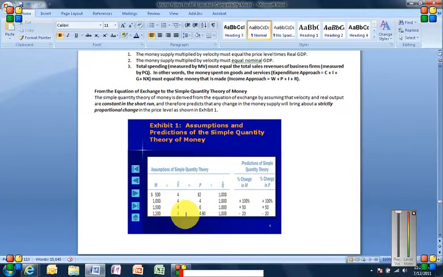This is a hypothetical example of what we're talking about. Let's say that the velocity is 4. On average, a dollar is spent or used 4 times in a year. And let's say in the short run, this is output in whatever units you want to use. Then the money supply is at 500 and prices are at 2. If there's a 100% increase in the money supply, it would lead to a 100% increase in the price level. 50% would lead to a 50% increase in the price level. And even a decrease in the money supply of 20%, according to this theory, should lead to a 20% decrease in the price level.